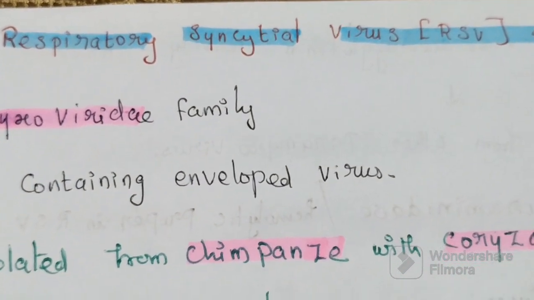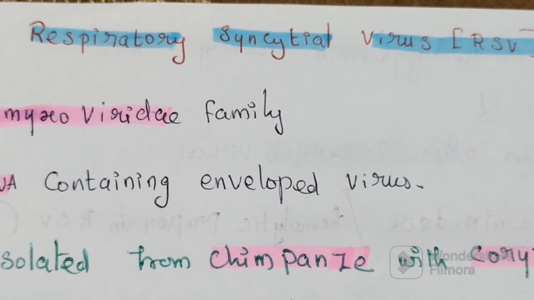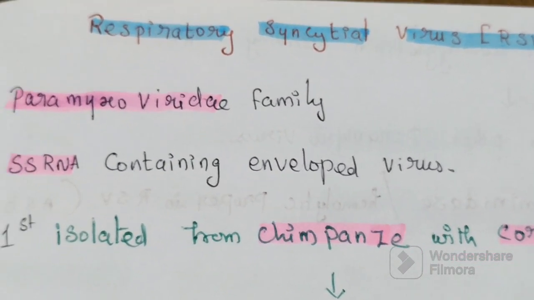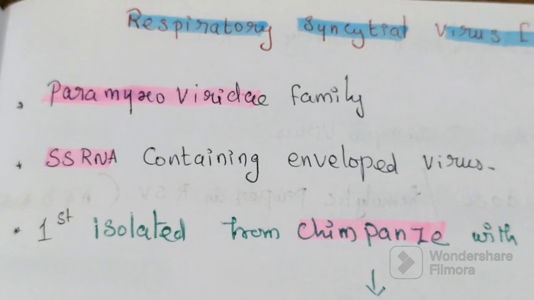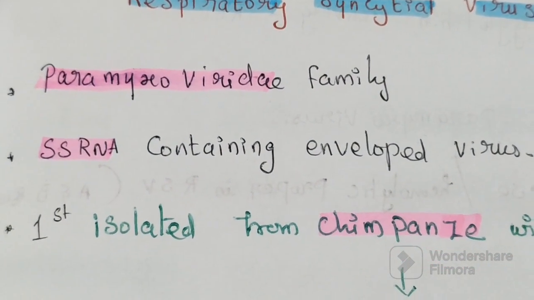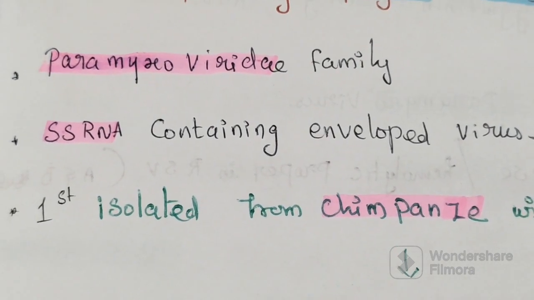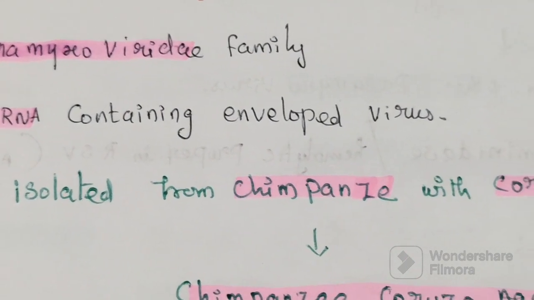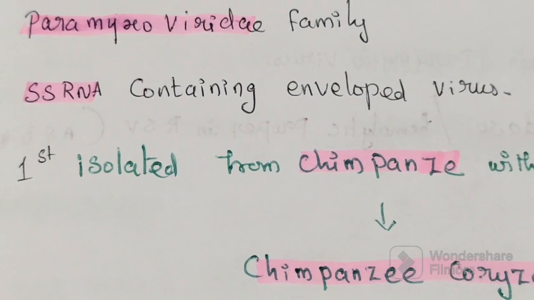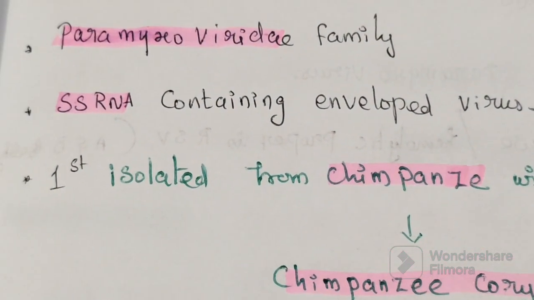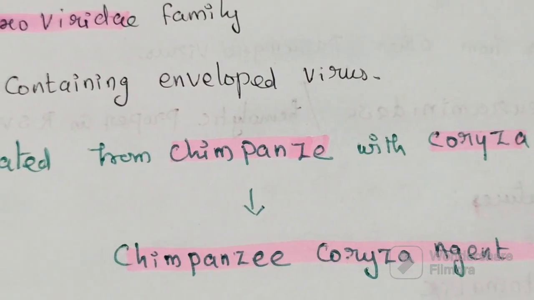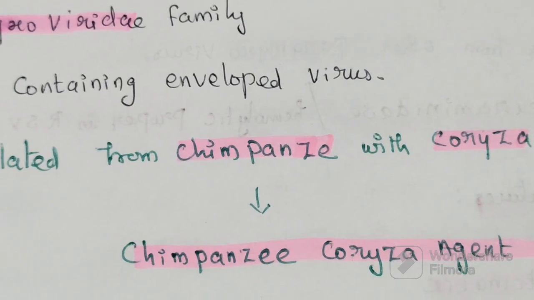In this video, we'll discuss respiratory syncytial virus. It belongs to the Paramyxoviridae family, a single-stranded RNA containing enveloped virus. This respiratory syncytial virus, RSV, was first isolated from a chimpanzee with coryza.